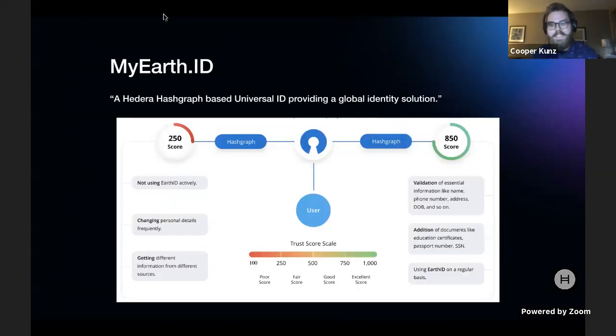So My Earth ID is one of the companies building a decentralized identity and credential management solution on Hedera. Essentially, they let you take in a bunch of different types of identity attributes, whether it's your social security number, your passport, or any of these other things. You can give them as little or as much information as you want, and they can start to build reputations around this. So when you share that identity with someone, they could have access to all the information that you let them, or as little of the information as you let them.